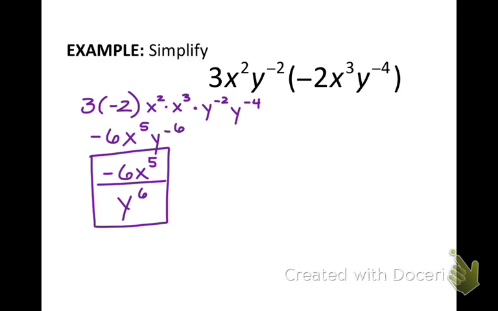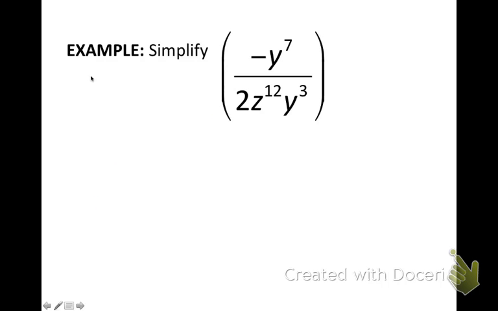This is exiting out. We have a negative y to the 7th power being divided by 2 z to the 12th, y to the 3rd.